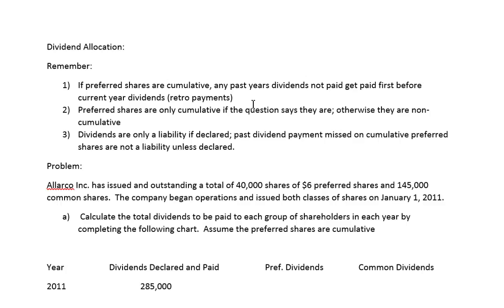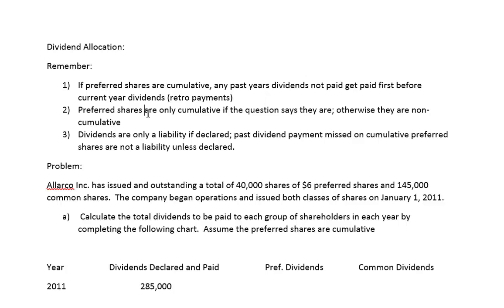If they have that cumulative feature, any past year's dividends that didn't get paid must get paid first before the current year dividend. So say for example from last year I owed cumulative preferred shareholders $50,000. If this year I paid $20,000, that $20,000 goes to satisfy part of last year's arrearages, or the amounts not yet paid that were owed then. So you're always backfilling or paying the arrears, the amounts unpaid from previous years, first once you declare a dividend. Hopefully our example that we're going to show you here will make that clear.